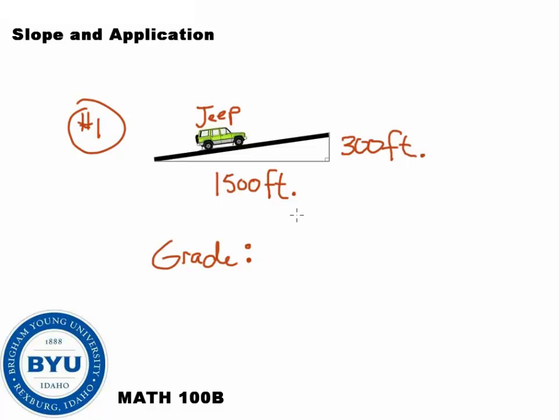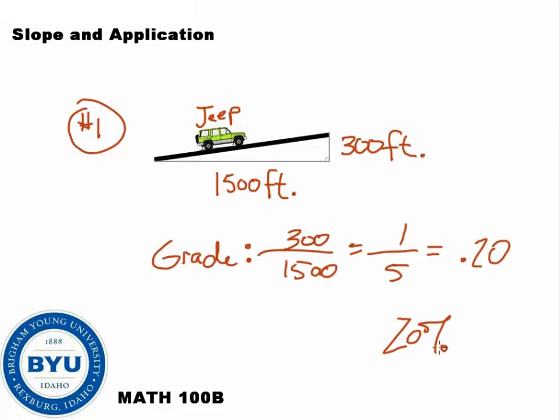Grade is just rise over run, 300 over 1,500. This fraction actually simplifies to 1 over 5, which comes out to be 0.2, which is a 20% grade. That's a pretty steep grade. Most grades in the United States don't usually exceed 10%, maybe in some places you get a little over that, but not very often. Especially on big roads, they don't get very high because those diesel trucks don't do very well on grades.